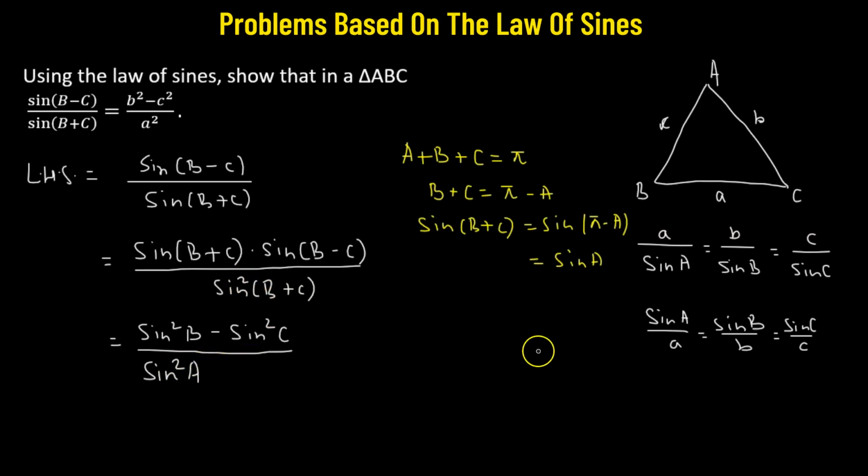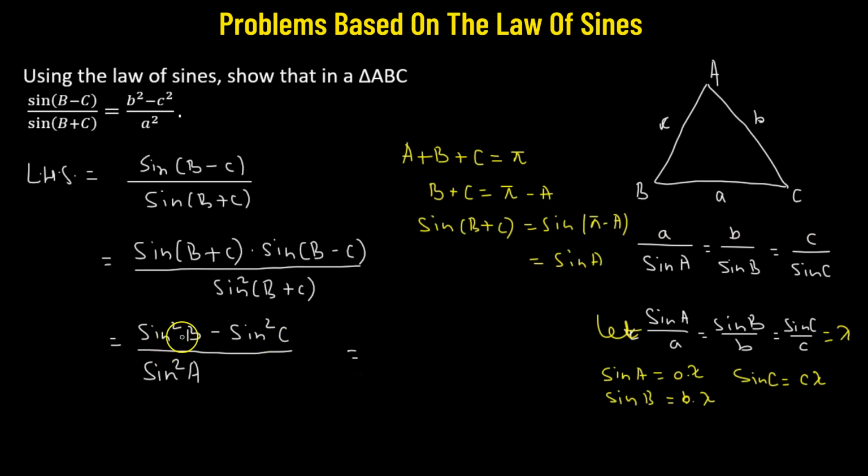Now, using this fact, we have sine A over a equals sine B over b equals sine C over c. We are going to consider that all these ratios are equal to a scalar lambda. Then we can say that sine A will be equal to a times lambda. Similarly, sine B will be equal to b times lambda, and sine C will be equal to c times lambda.